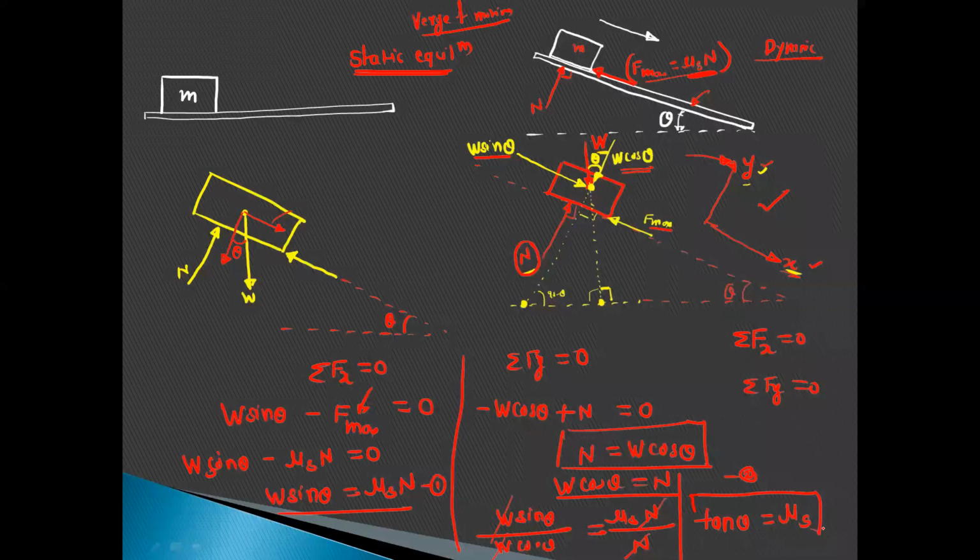If you know the angle of repose, that means the angle of the plane for which the object will start sliding down, then you can directly find the coefficient of static friction by using this equation: tan theta is equal to mu s. Now refer to the previous definition, which is the angle of friction. For the angle of friction, phi, we got the equation mu s equal to tan phi.